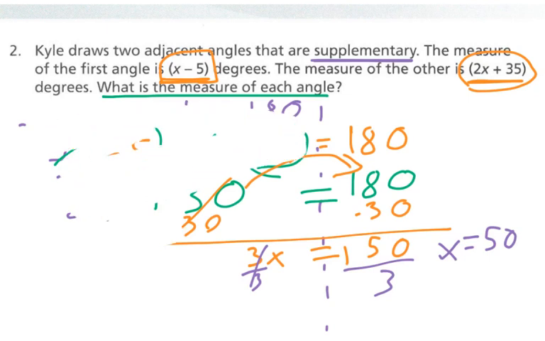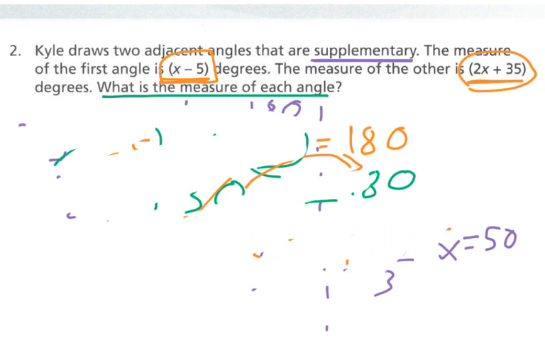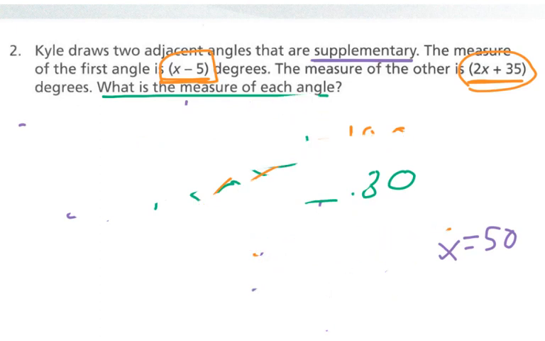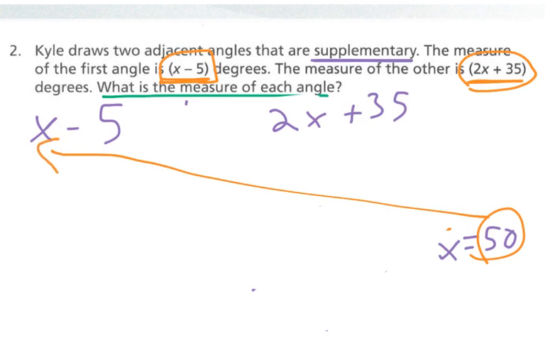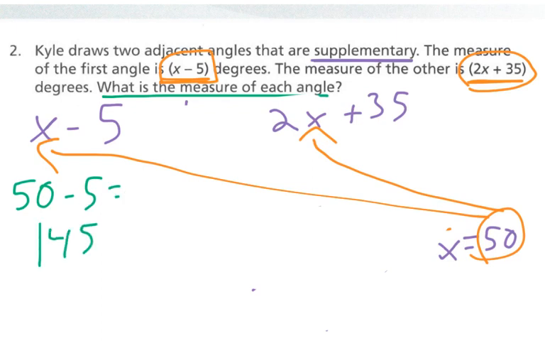So I'm going to erase some of this stuff. So I know that x equals 50. So I'm going to go back to my problem. Okay, I know that one angle is x minus 5. My other angle is 2x plus 35. So what I'm going to do, I'm going to take this 50 and I'm going to put it in for x in both of these. So 50 minus 5 is 45, so there's one angle.